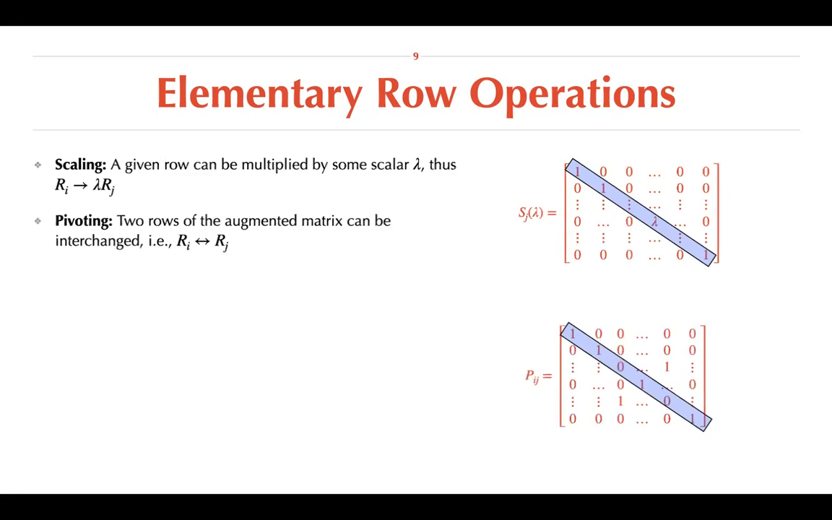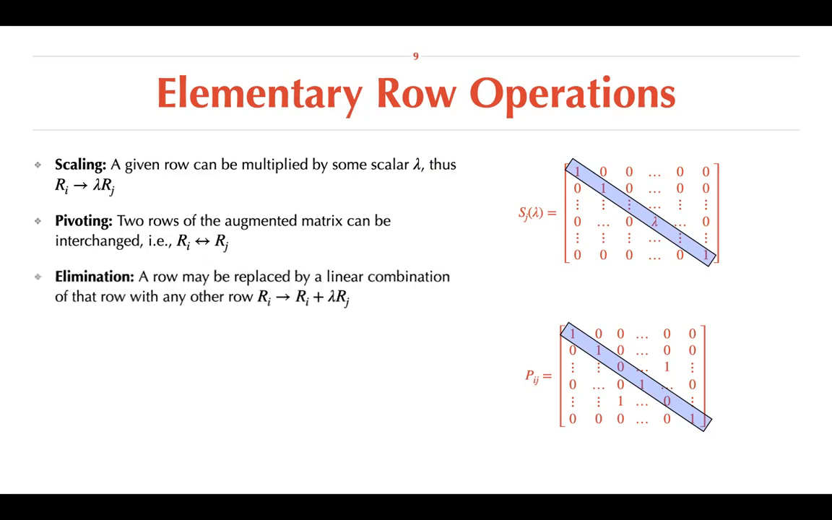The other one is pivoting. Pivoting means that you want to interchange any two given rows. Let's say you want to interchange rows Ri and Rj, then you perform this elementary row transformation, and it also has a very specific form of the matrix. You multiply this matrix with the augmented matrix and you get your rows interchanged.